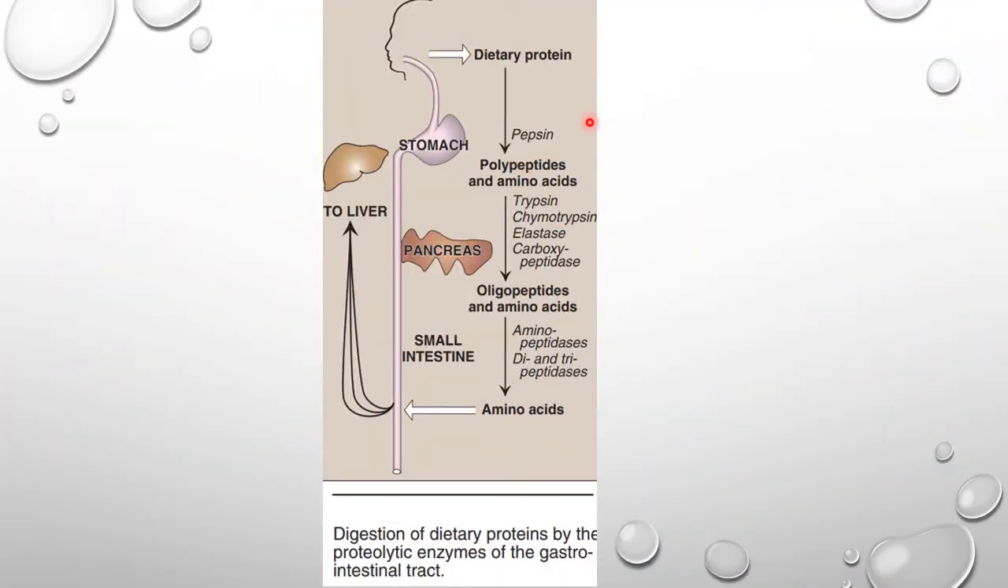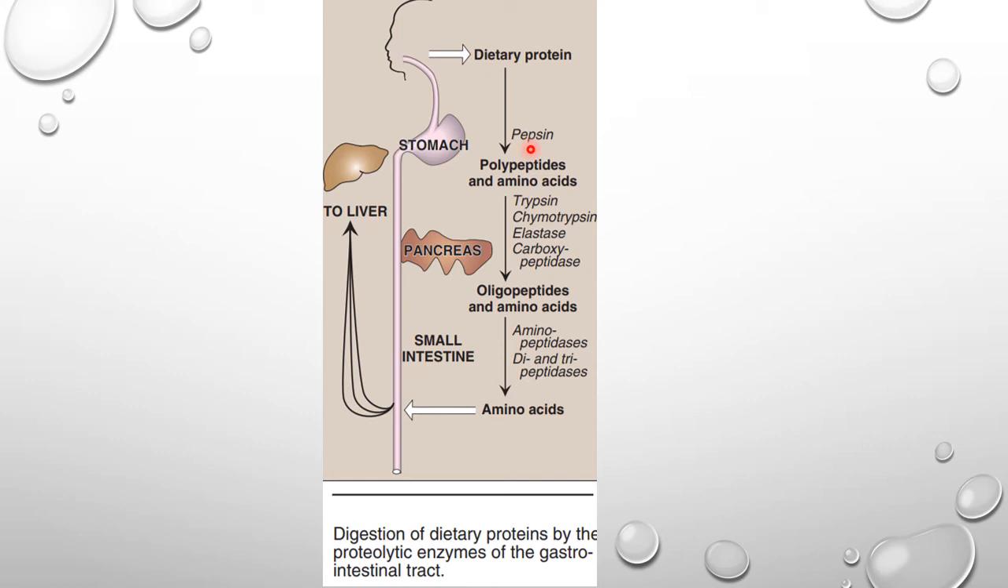So this is explaining digestion of dietary proteins in the GIT. In the oral cavity, there is no digestive action on dietary proteins since there is no hydrolytic enzyme to work on them. So dietary proteins as such pass from the oral cavity into the stomach. In the stomach, there is digestion of dietary proteins, and this is because of the pepsin enzyme available in the stomach.